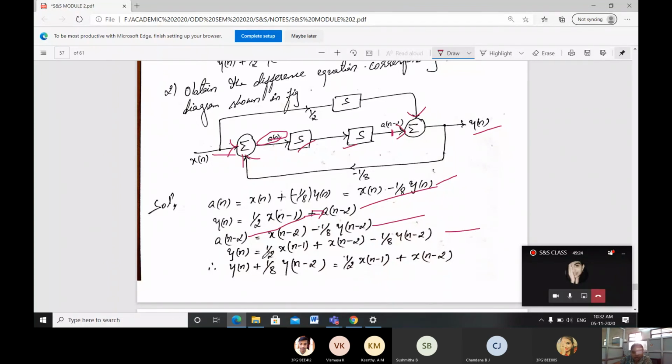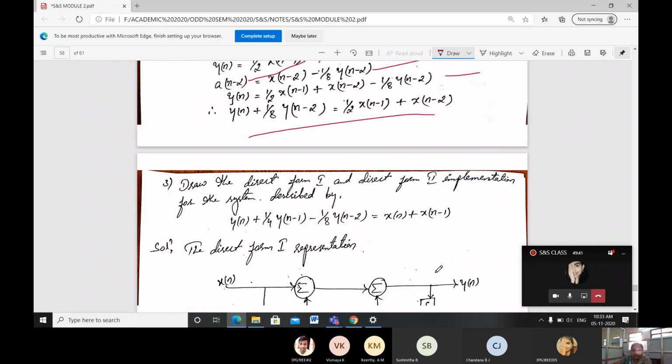Then keep your y terms on one side and x terms on another side. Therefore y of n plus 1 by 8 y of n minus 2 is equal to 1 by 2 x of n minus 1 plus x of n minus 2, you will be getting.